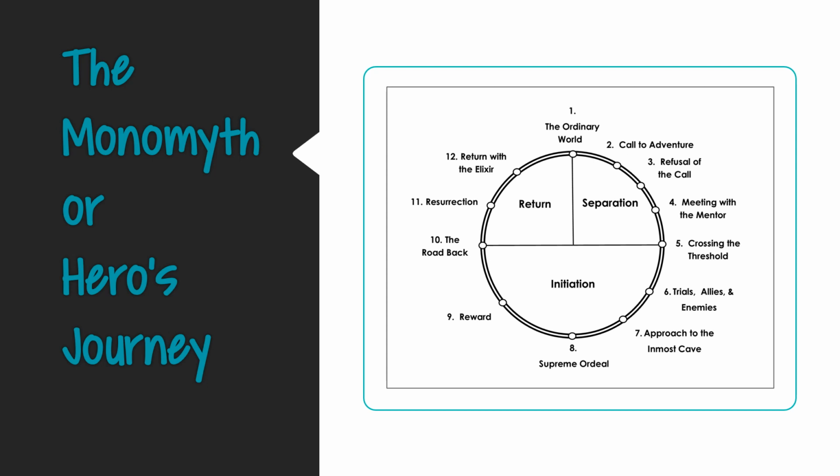The 12 stages are the ordinary world, the call to adventure, the refusal of the call, the meeting with the mentor, the crossing of the threshold, trials, allies, and enemies, the approach to the inmost cave, the supreme ordeal, the reward, the road back, the resurrection, and finally, the return with the elixir.